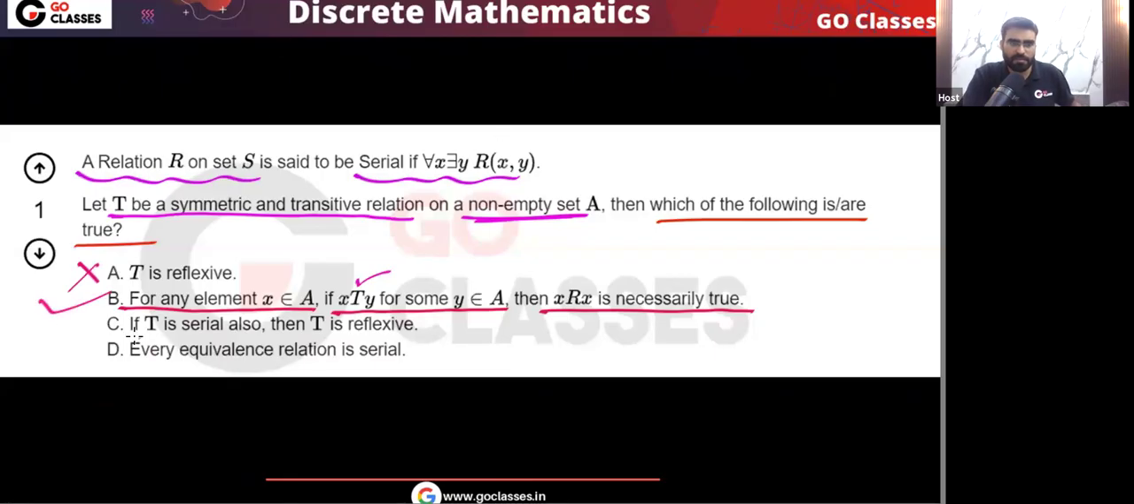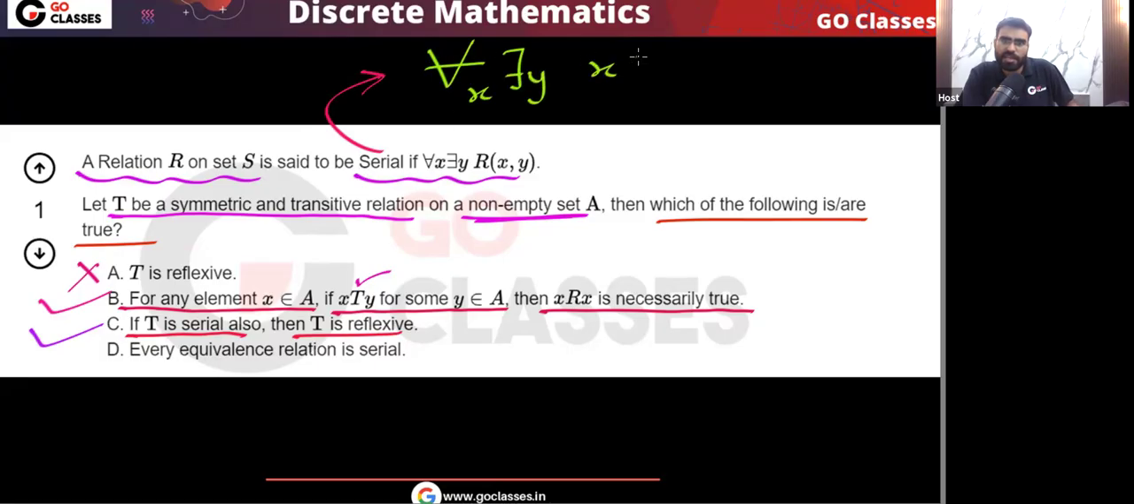What about option C? If T is serial, then T is reflexive. Is this true? Yes, this statement is true. Remember what is serial? Serial relation means for all x, there exists a y such that x is related to y. Means everyone is related to someone. This is what serial means.